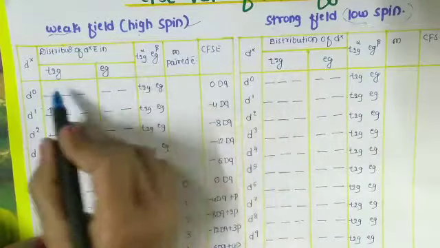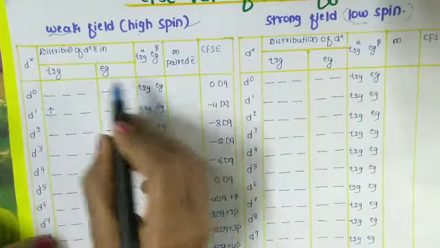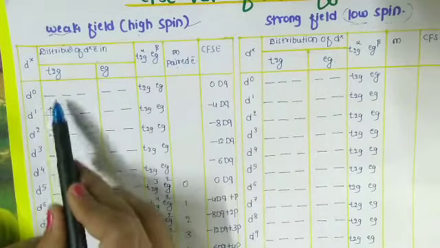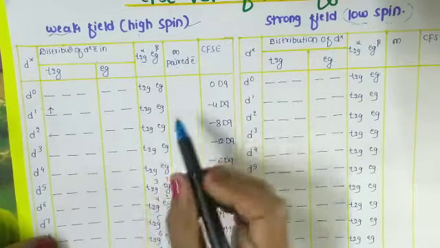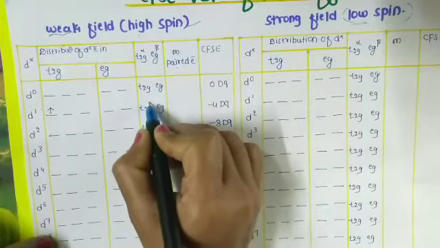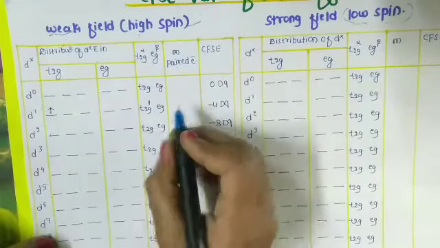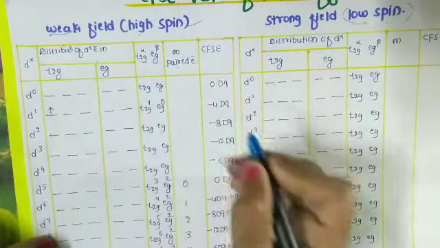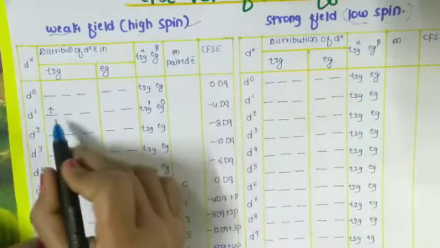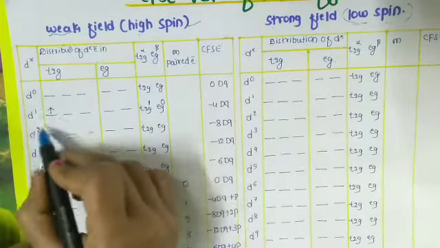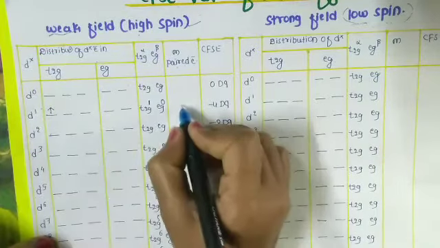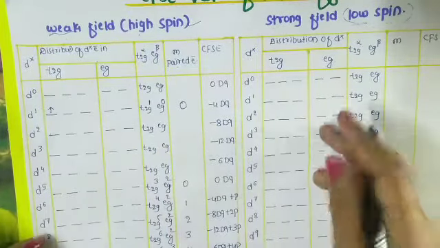Okay, so now this is the T2g and Eg. How many electrons are in T2g? 1. So you can write 1 electron here. There is no electron in Eg, so you have to write 0. Then how many paired electrons? Is there any paired electron? No, so here 0 paired electrons.